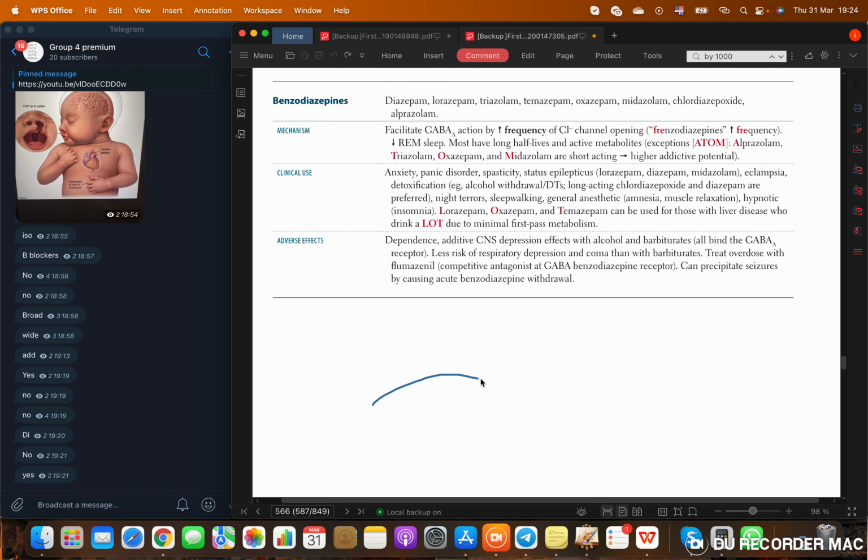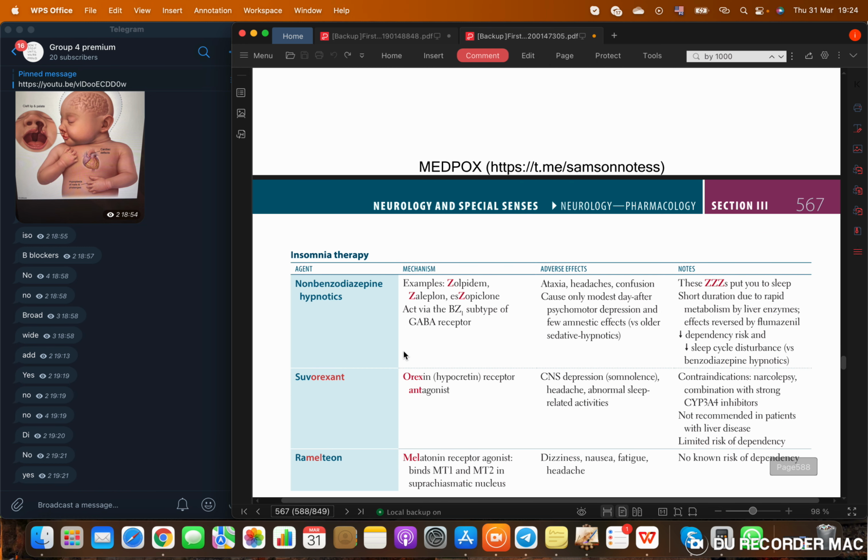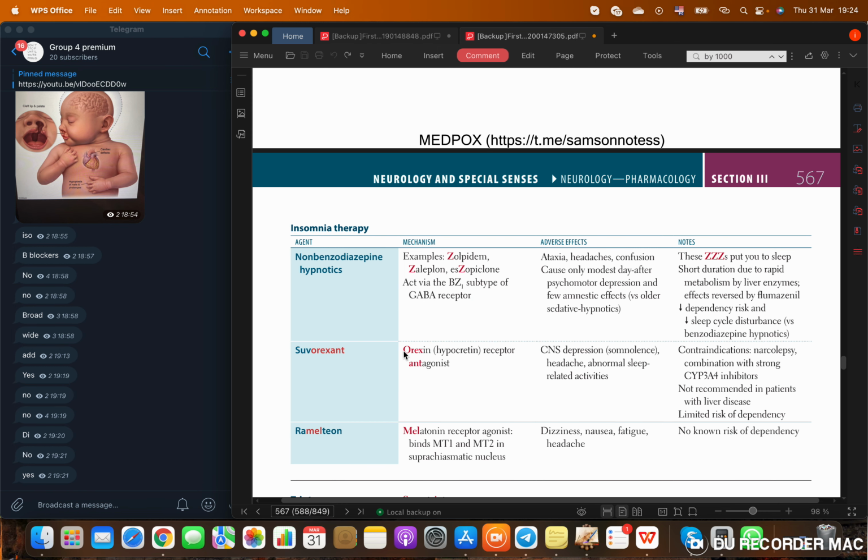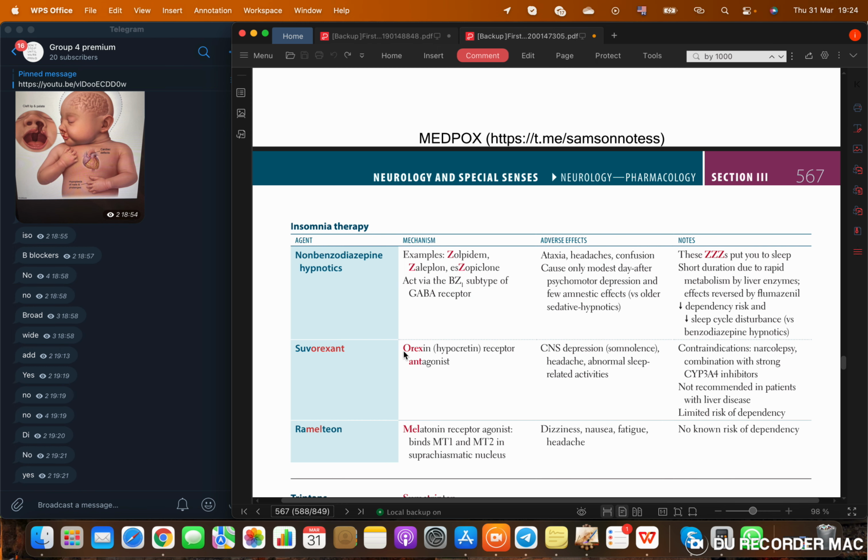Guys, when you start a benzo for somebody, don't just stop it right away. That's a bad idea. If the patient has a seizure, it's going to be even worse. Okay? So you need to taper it down, basically. Any of these medications, you need to taper them down. Okay? So let's take a look at the next thing.